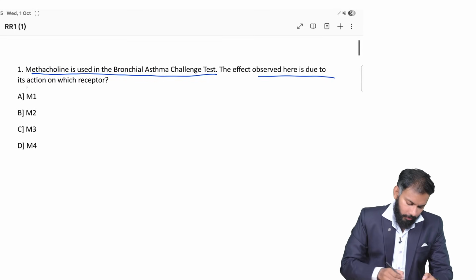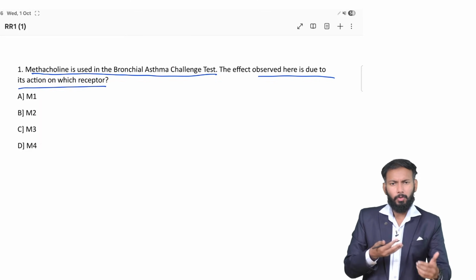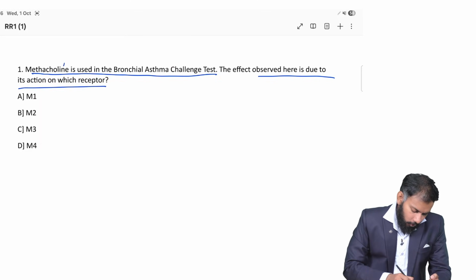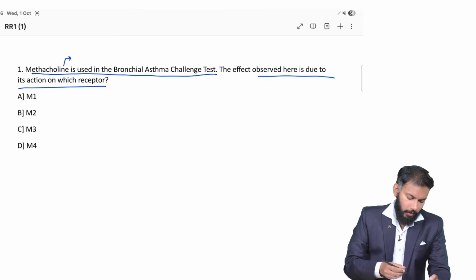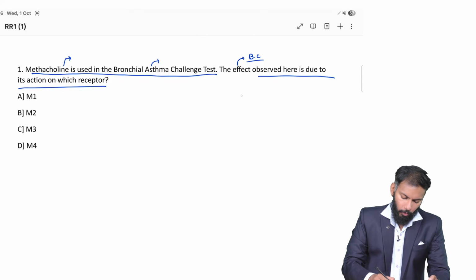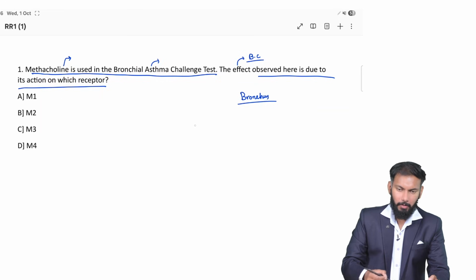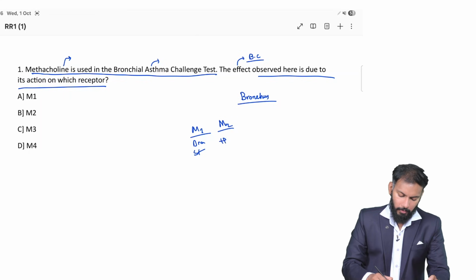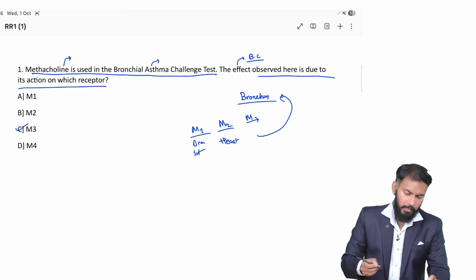The effect observed here is due to action on which receptor? So you have to understand this. Methacholine, a cholinergic drug, is used in the bronchial asthma challenge test because the effect is bronchoconstriction. So the effect is on the bronchus. On the bronchus, which receptor is present? I already told you M1 is present in brain and stomach, M2 is in heart, and M3 is in the rest of the body. So M3 is present on the bronchus. Answer is M3. That's all.